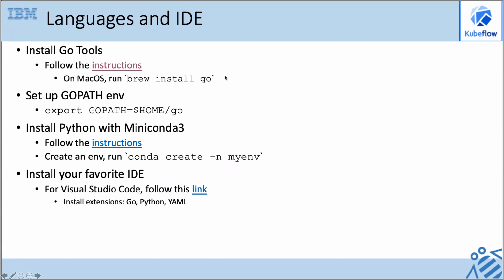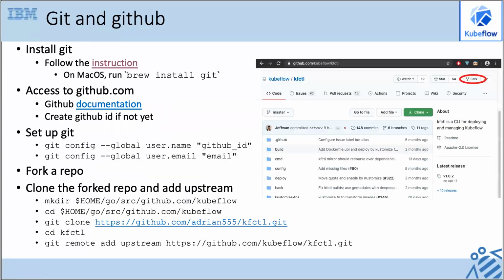After you install Go, definitely you need to set up the Go path environment. Usually I would set it to just go in the home directory. And as we already showed in the other slides, you need to create the src path under the Go path, and then under src, github.com/kubeflow. Okay.